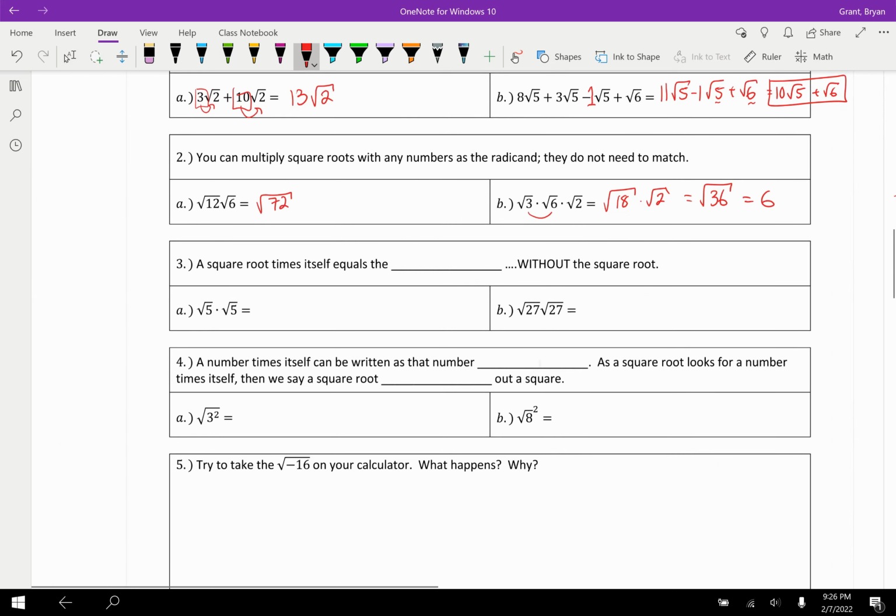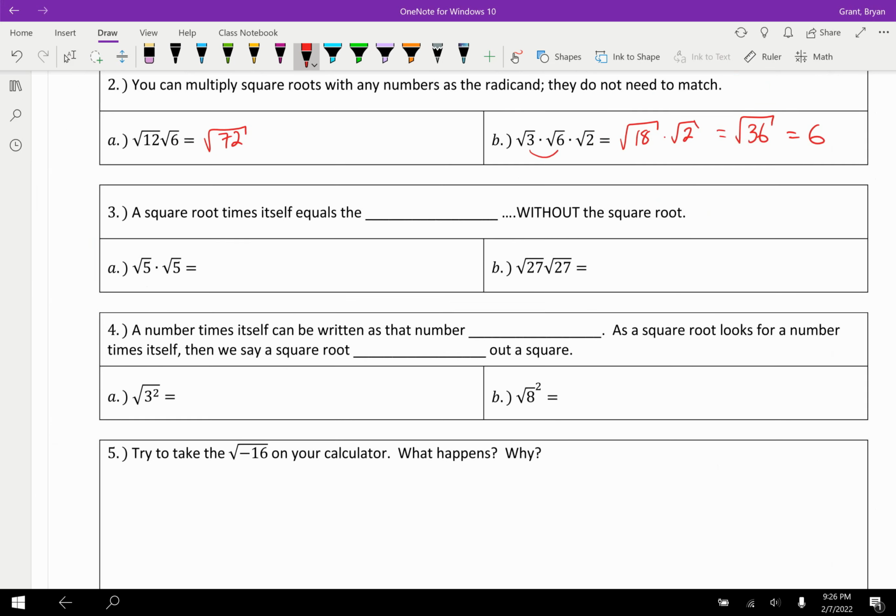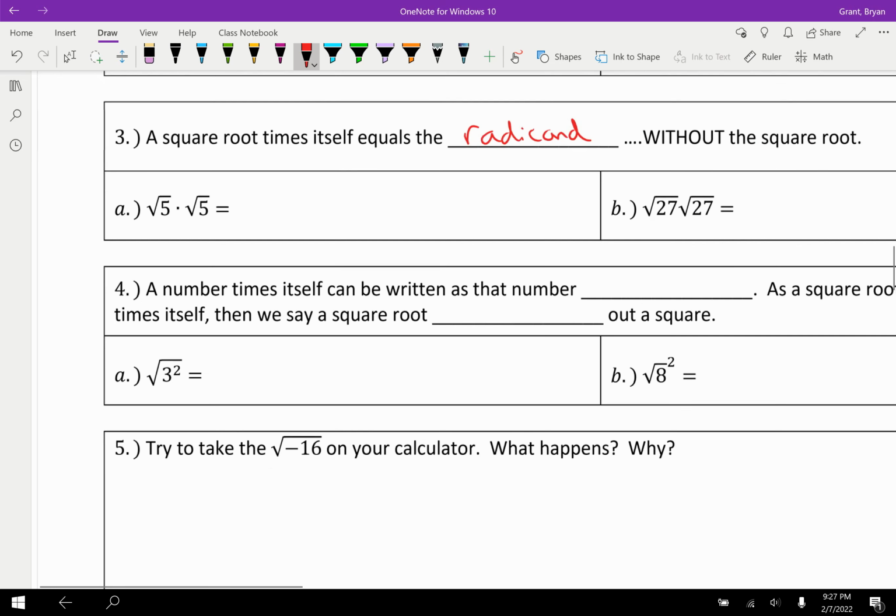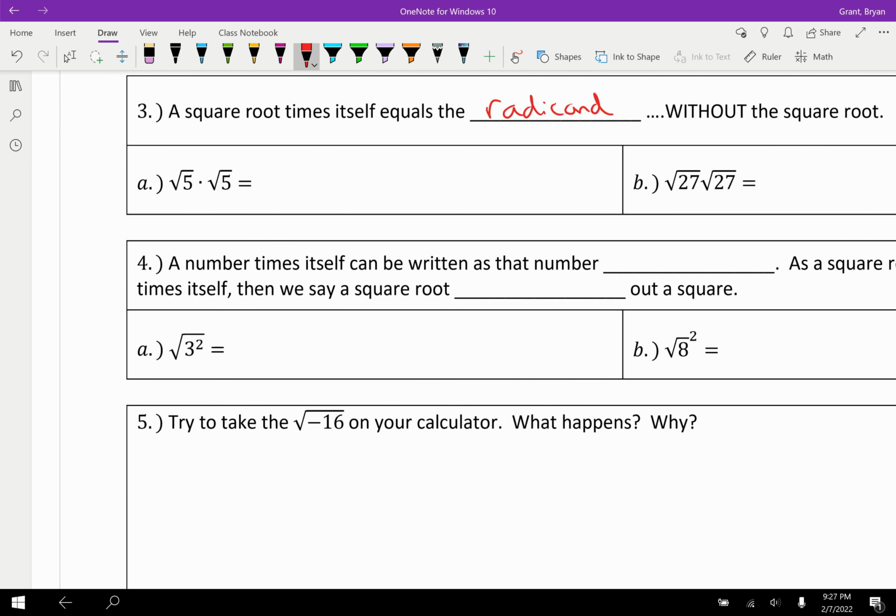And that brings us to our next one, because a square root times itself equals the radicand. And here's a big reveal: without the square root. So, square root of 5 times the square root of 5 is the square root of 25. But what is the square root of 25? Oh, that's right, it's 5. And so in fact, if you had the square root of 5 times itself, a lot of people would just skip right to the answer and say that's 5.